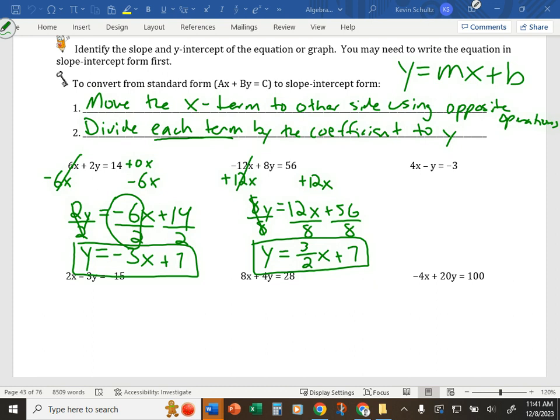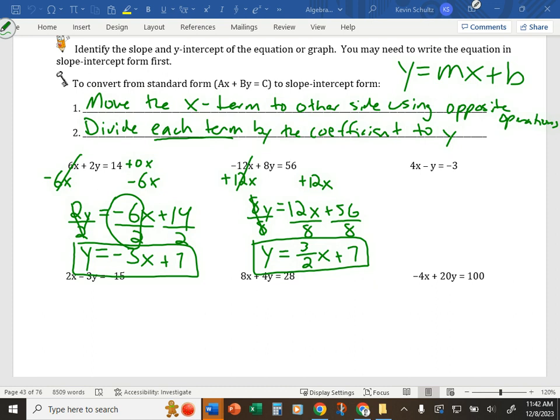I'm not going to say it's easier than going from slope-intercept to standard form, but it is a little bit cleaner. You don't have to worry about double fractions or LCDs or anything like that. Okay, it's simply opposite operations and then division by the coefficient.